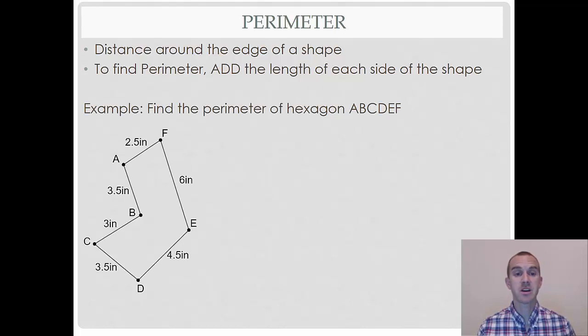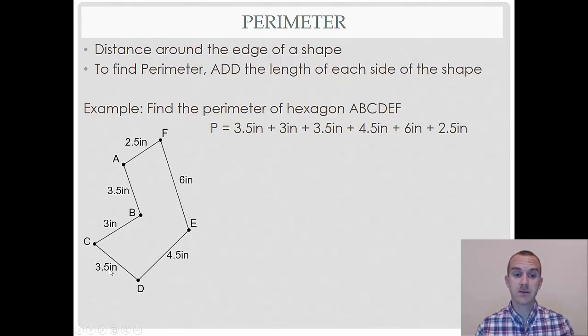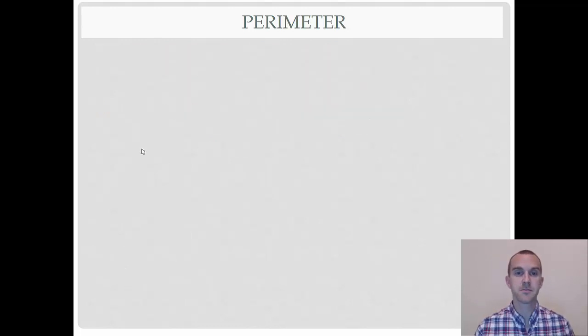Say we have this example of a concave hexagon ABCDEF. To find the perimeter, we'll add up the 6 lengths of the sides. So that would be 3.5 inches plus 3 inches plus 3.5 inches plus 4.5 inches plus 6 inches plus 2.5 inches. If I add up all 6, I will get a total of 23 inches in length for the perimeter. And again, that's just in inches because it is a length measurement.